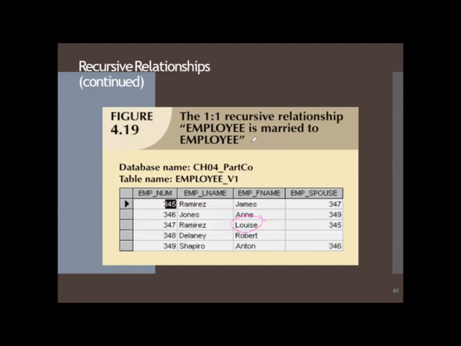This is the recursive relationship. Employee is married to employee. Ramirez married to Luis. In the same table, the employee table.